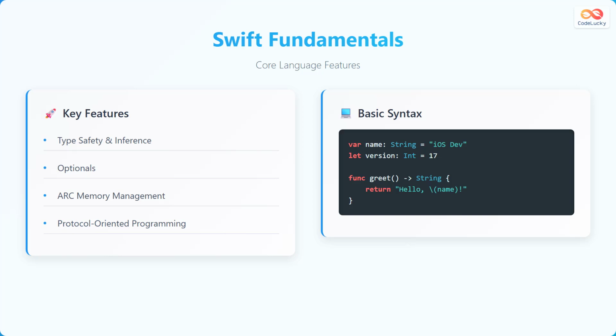Protocol-oriented programming allows for flexible and reusable code architecture. The basic syntax shows how variables are declared with the var keyword, constants with the let keyword, and functions that return specific types. This simple example demonstrates Swift's clean and readable syntax that makes it beginner-friendly yet powerful.